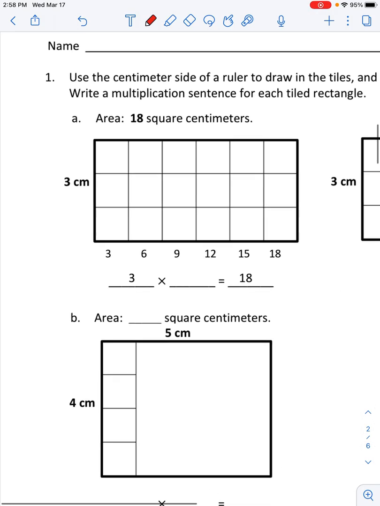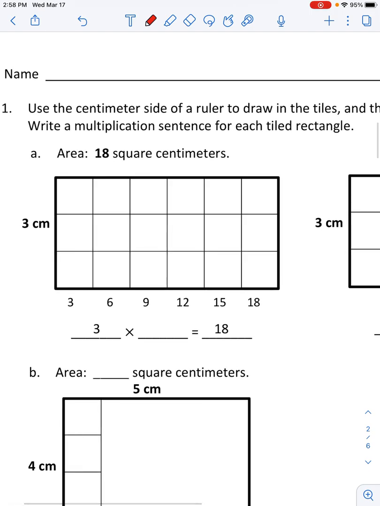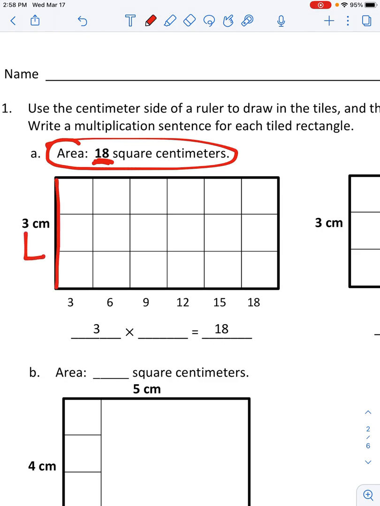So let's look at A, because they've done A for us. They said the area is 18 square centimeters. So in this case, they're telling us the area. It's like them telling us the total in a multiplication problem. Now they are also telling us that the length is 3, okay? We see 1, 2, 3, 3 groups. Now this one they've already drawn in the rest of the boxes for us. So we could see that we have 1, 2, 3, 4, 5, 6. 6 centimeters would be my width.